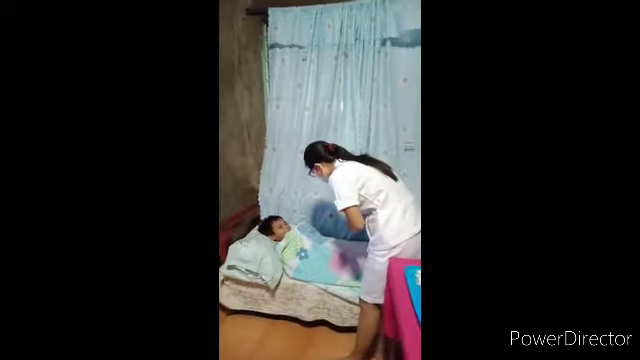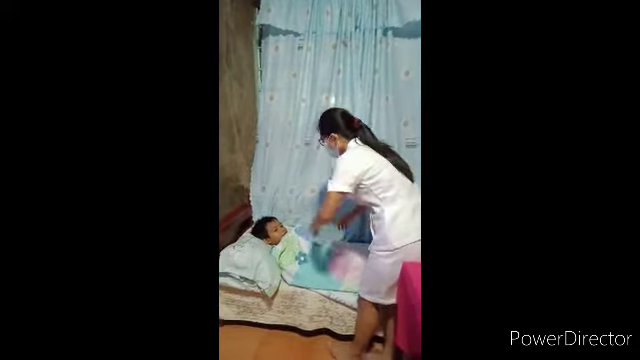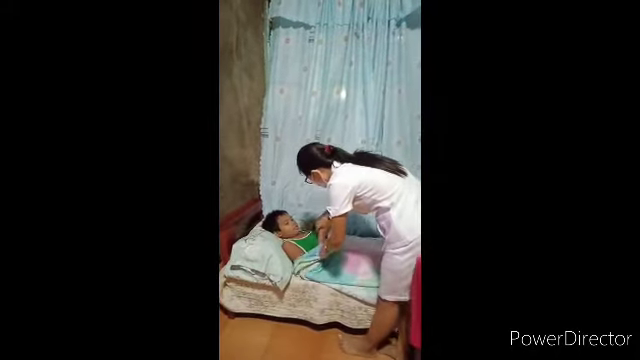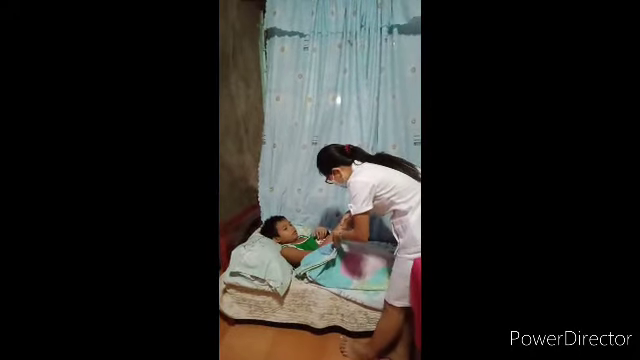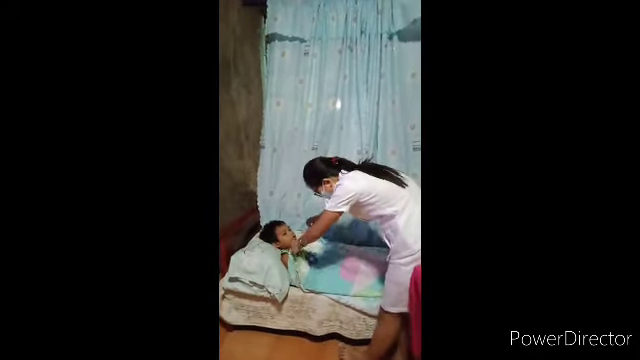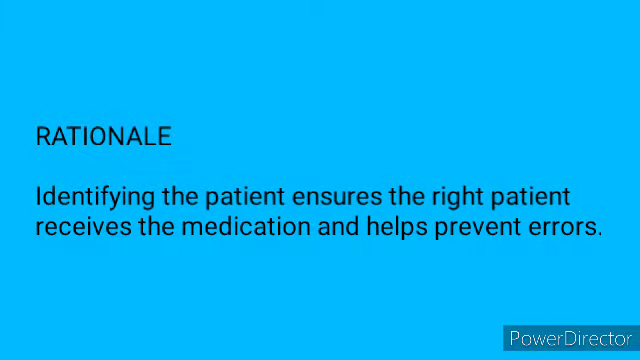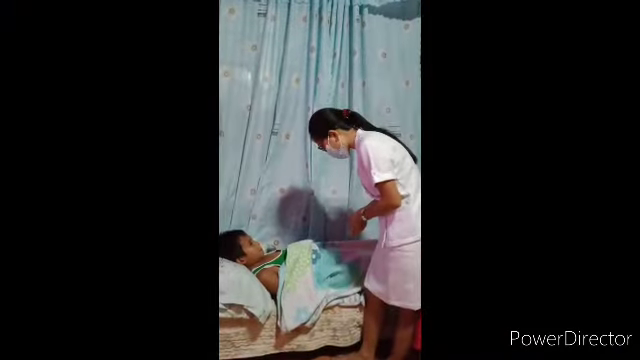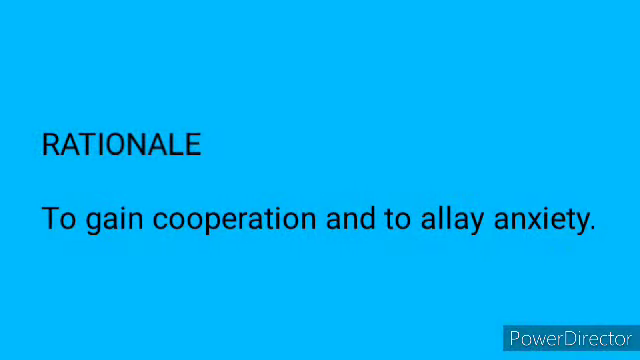Identify the patient by checking the name and identification on the patient's identification band, or ask the patient to state his or her name. Step 7. Explain the procedure to the patient. Rationale: to gain cooperation and to allay anxiety.